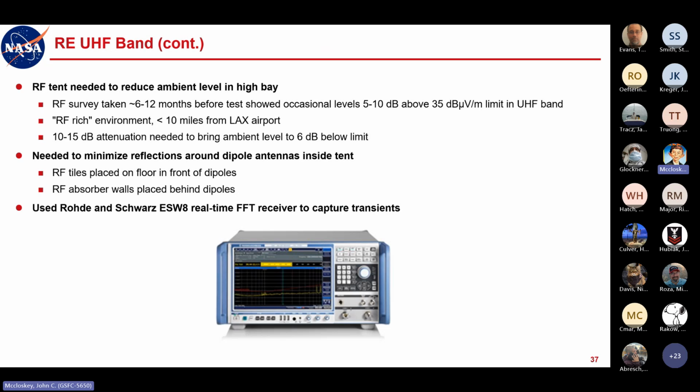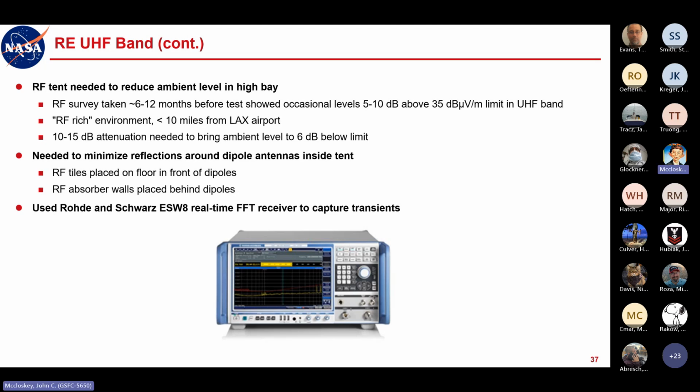Another factor was that we needed an RF tent for this test to reduce the ambient level in the high bay. It was an RF rich environment, less than 10 miles from LAX airport. Actually, according to Google Maps, as the crow flies, it's right around 5 miles. An RF survey taken within a year before the test showed occasional levels 5 to 10 dB above the limit. So it wasn't surprising, knowing we were in an RF rich environment. So we needed about 10 to 15 dB of attenuation to bring the ambient level to 6 dB below the limit, which was really the goal for being able to perform the test in a meaningful way.